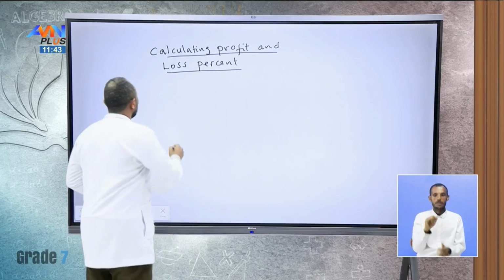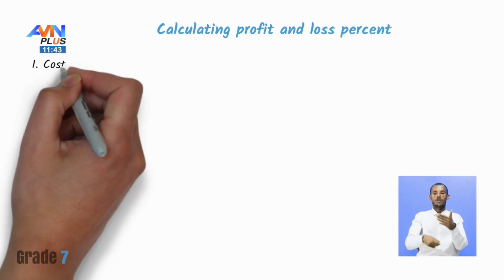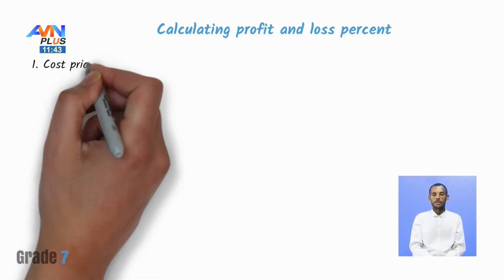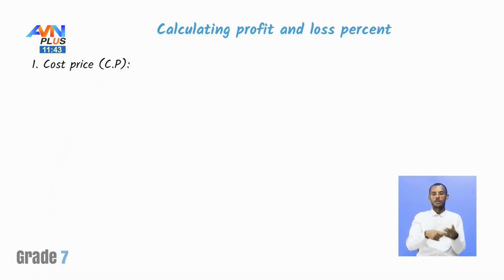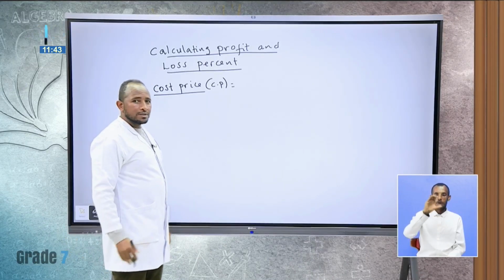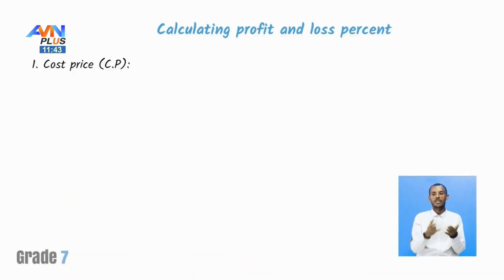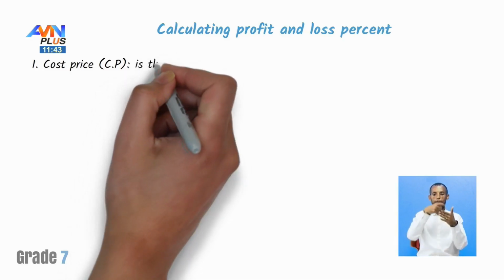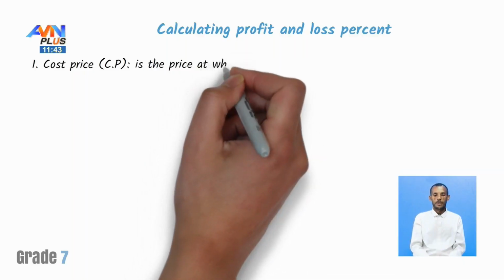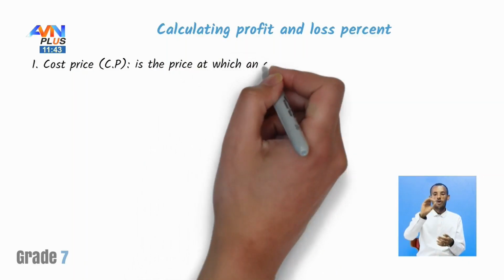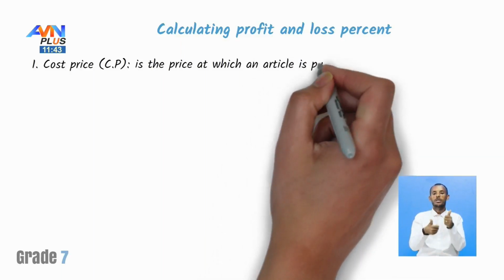The first one is cost price. In short, symbolically, CP. Cost price is the price at which an article is purchased. So cost price is a price at which an article is purchased.